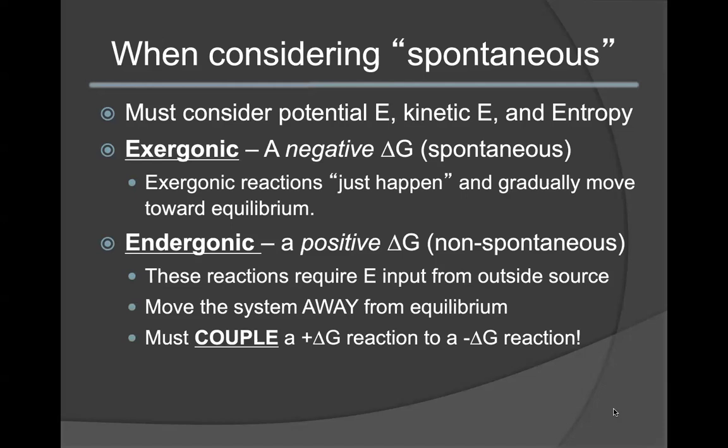Positive delta G reactions can be referred to as endergonic reactions. They're non-spontaneous, require energy from an outside source, and generally tend to move the system away from an equilibrium. Remember the concept of energy coupling. Within the cell, positive delta G reactions will be coupled to negative delta G reactions.